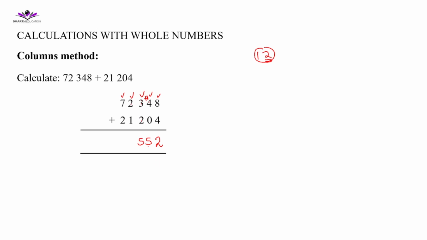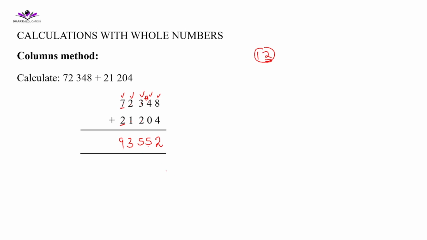And then we go to the thousands, 2 plus 1. 2 plus 1 is 3. So this 3 is for 3,000s. And then we have the 10,000s here, 7 plus 2, which is 9. So this represents 90,000. You see that? So this is 93,552. That's what we do when we use the columns method.